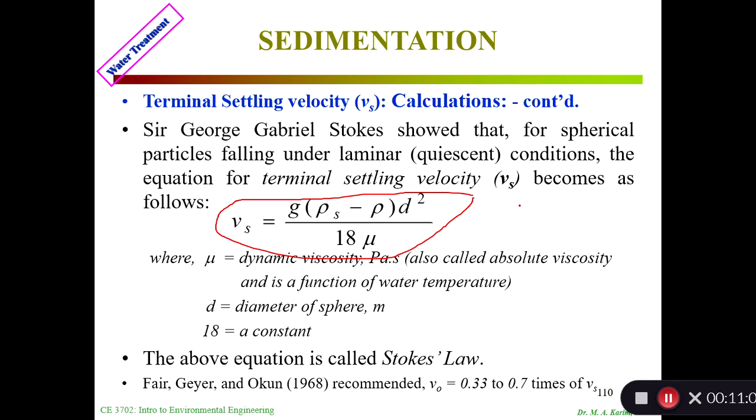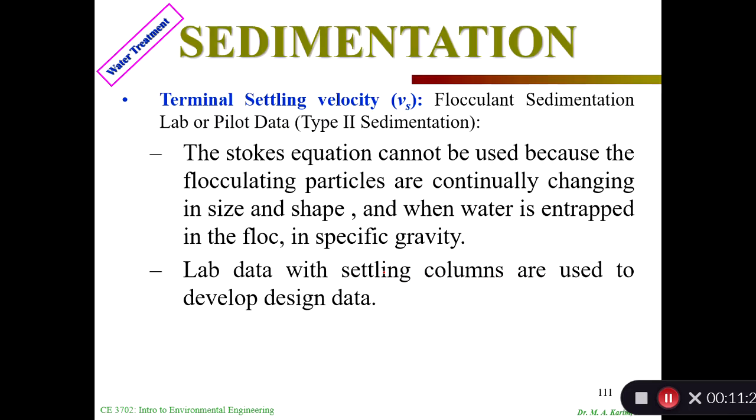I think there may be an exam problem in the homework that you have to do using these equations and so on. Okay, so the above equation is the Stokes law, but this is used only for discrete settling. Please remember that. Okay, for terminal settling velocity for type 2, the Stokes equation cannot be used, but we can use the lab data from column studies. Basically, settling column studies are the most important one.